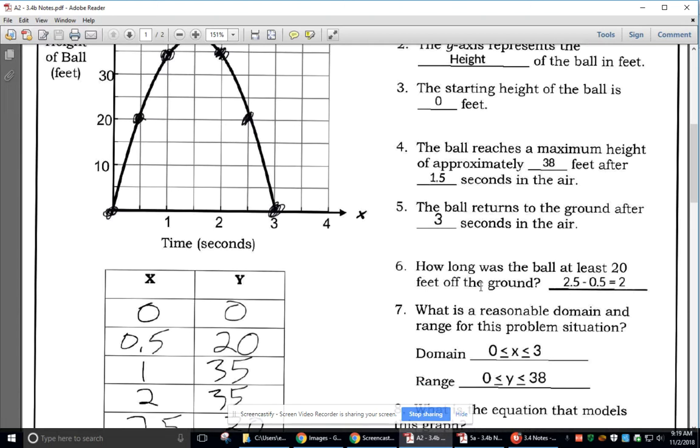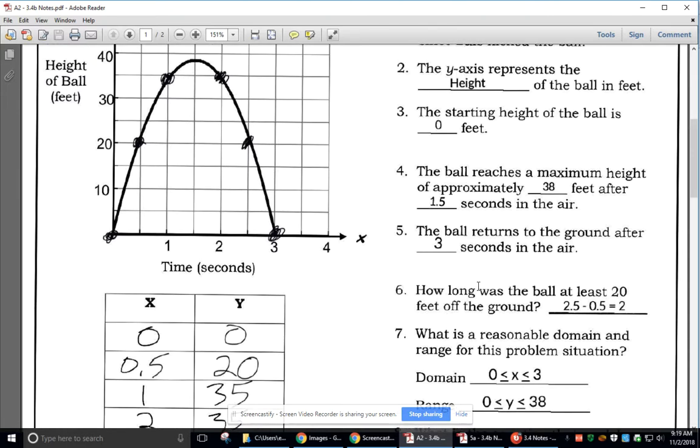And then what's a reasonable domain? So normally for quadratics, it's all real numbers, but this is a motion graph. That wouldn't make sense. So you kicked the ball at 0 seconds and it was in the air for 3 seconds, so 0 to 3.